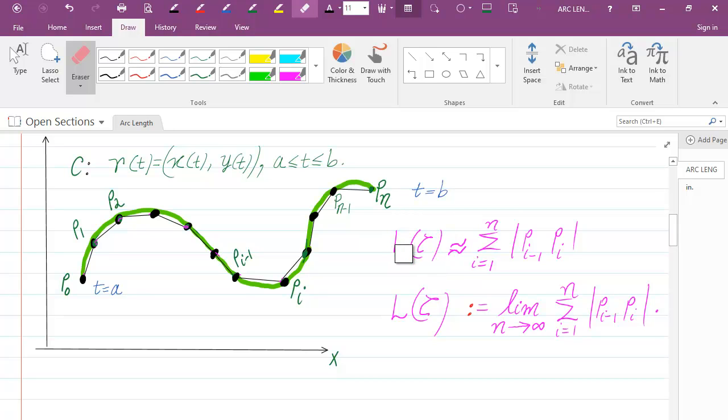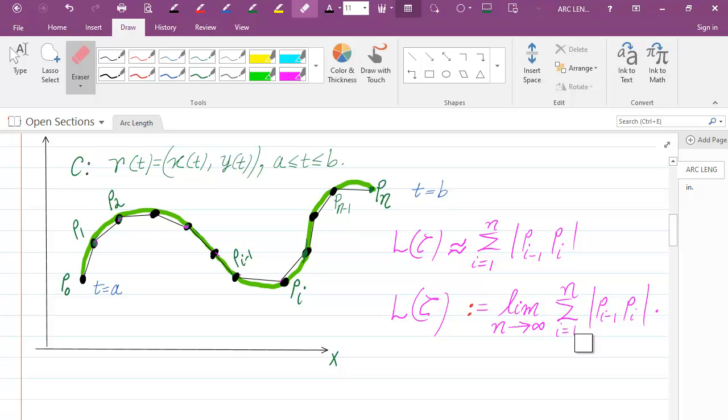Now, clearly, the more points we pick, the better approximation we would be getting. So the larger the number of points n is, the number of breaking points n is, the better the approximation is. So we are going to define the length of C to be the limit as n goes to infinity of the sum, i going from 1 up to n, of the length of the line segment from Pi minus 1 to Pi.